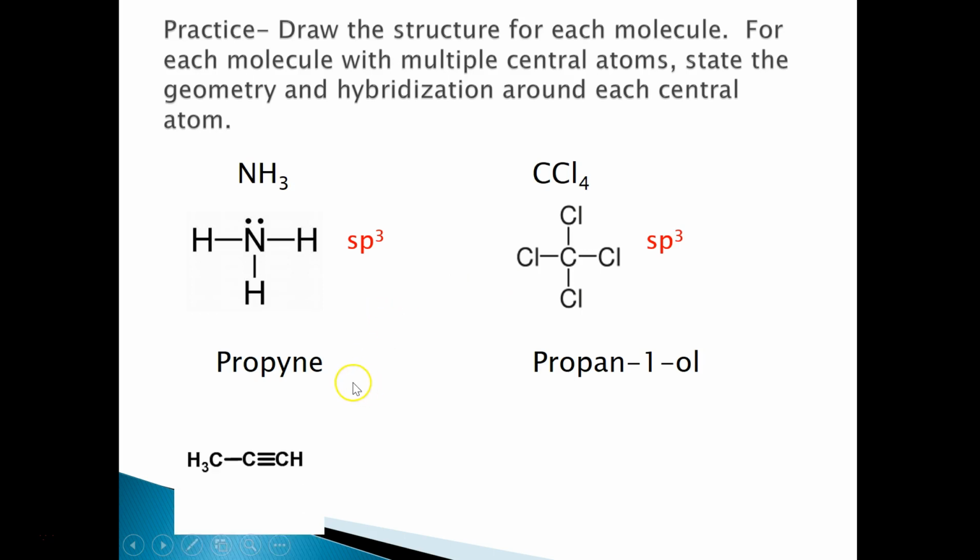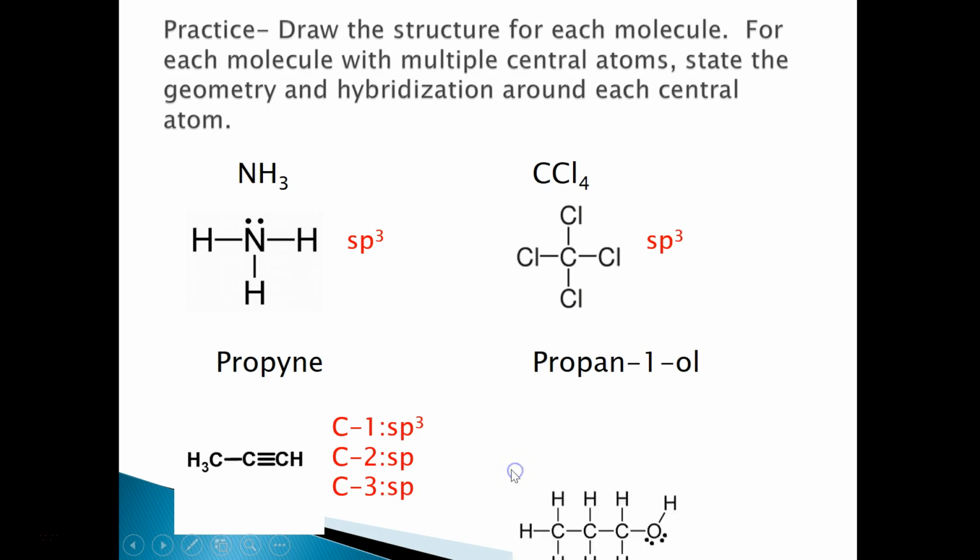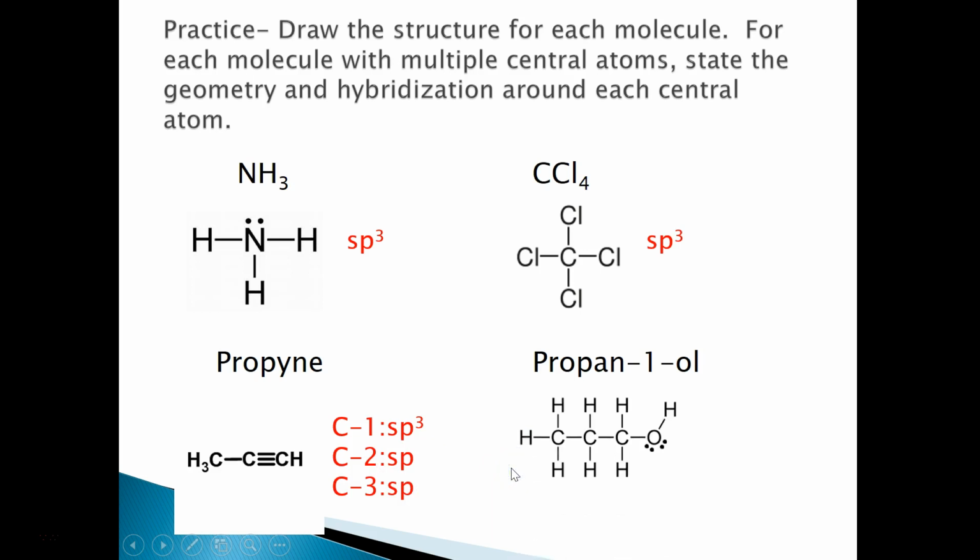And for propyne, we see 3 central atoms, all carbons, and there's going to be different hybridization around each one. So the first carbon here will have 3 hydrogens coming off from it, and it's also single bonded to a carbon. So that's 4 electron domains, so it will have sp3 hybridization. Both of these other 2 carbons will each have 2 electron domains around them, so they are both sp hybridized. Excuse me. And then finally, propan-1-ol.